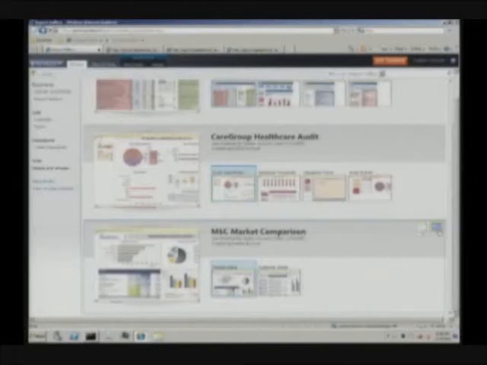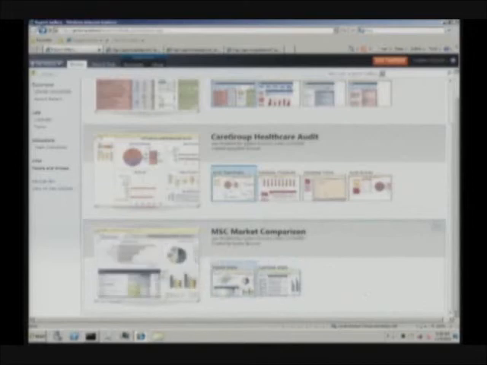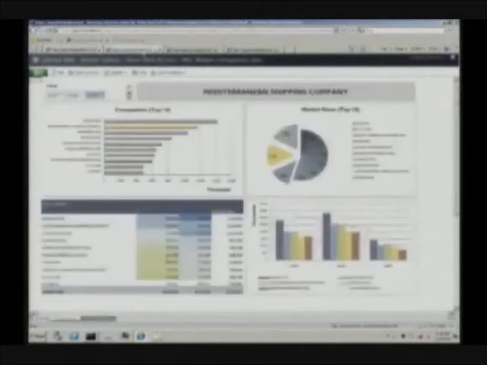What's more compelling to me, though, is how interesting some of the experiences and the applications are, both in terms of building them and in terms of the types of things people are doing. And I want to share 3 quick examples with you. First, we're going to take a look at an example that was provided by Mediterranean Shipping Company.